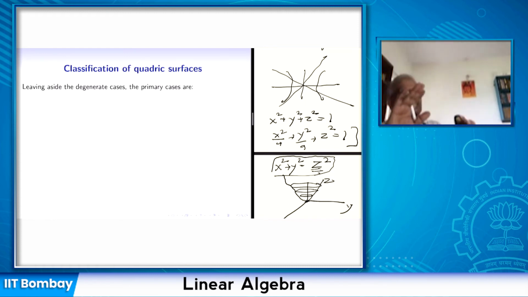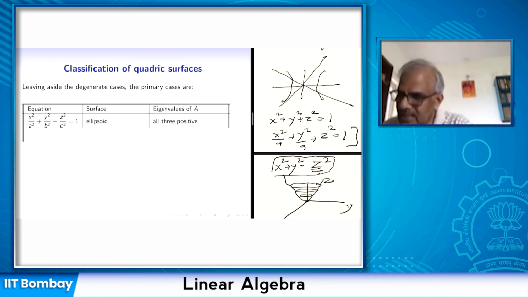Just like in the case of two variables, a quadratic equation can represent the empty set, a pair of lines, one line repeated, or an ellipse, hyperbola, or parabola. These were the six classifications. Similarly, for quadratic equations in three variables, we have a classification. There are some degenerate cases like the empty set or three distinct lines, two lines, or one line, and then there are other shapes. These are the primary non-degenerate cases.